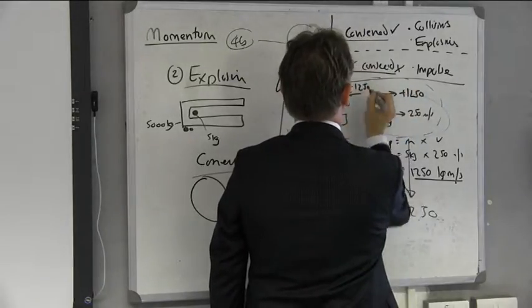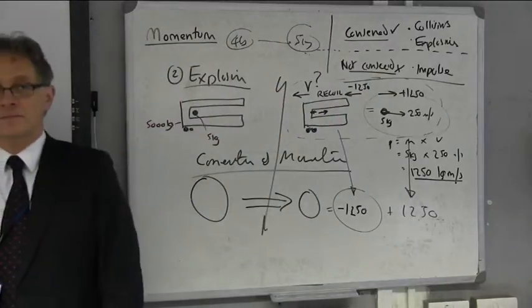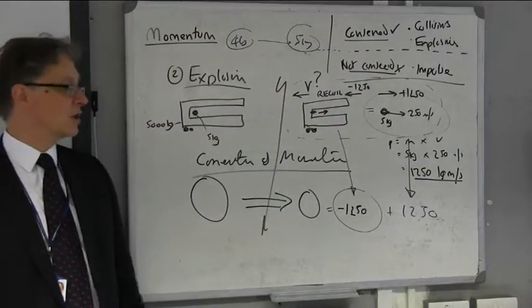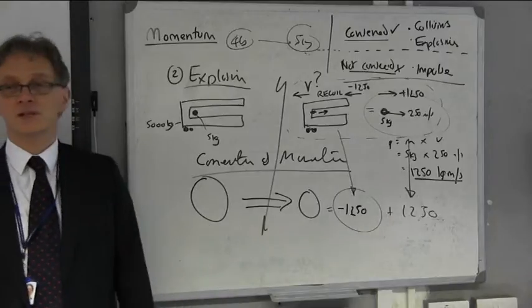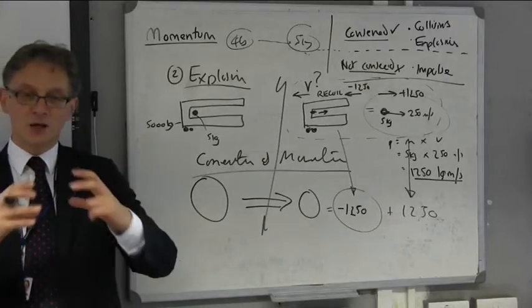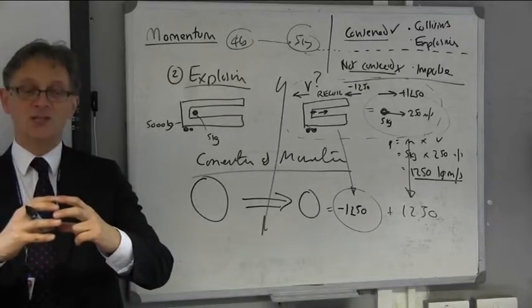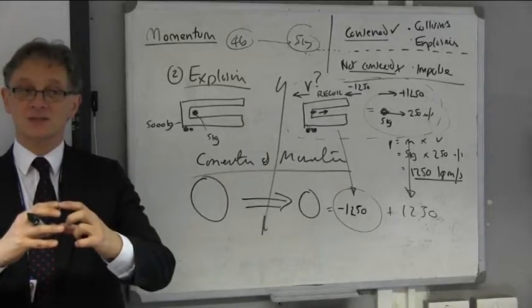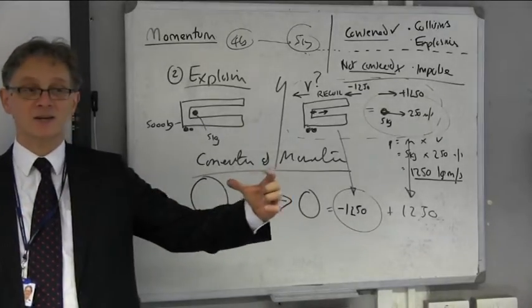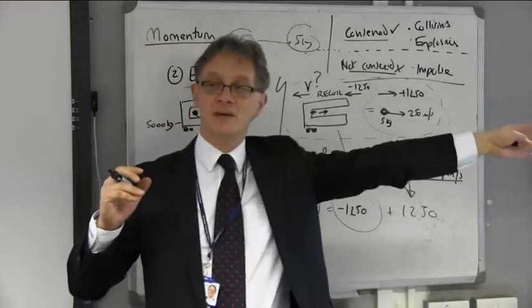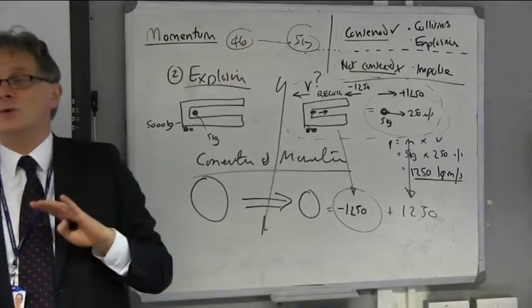That goes backwards with minus 1250. Okay? Giving a total of 0. All right? They had no momentum before. They are a closed system. Even after it's fired, it's still a closed system. And so the momentum must stay at 0. So whatever momentum that cannonball goes flying off with, the gun will come backwards.